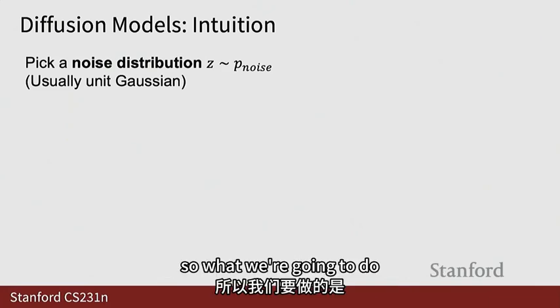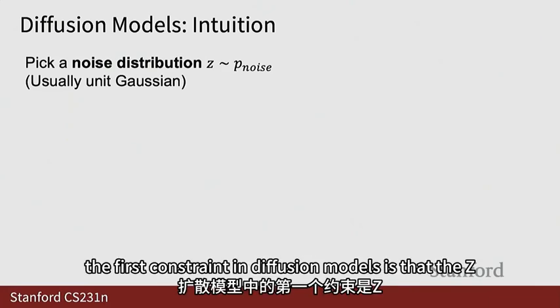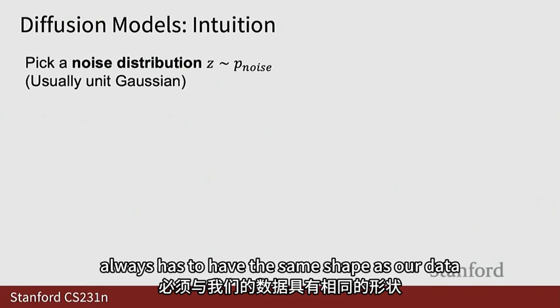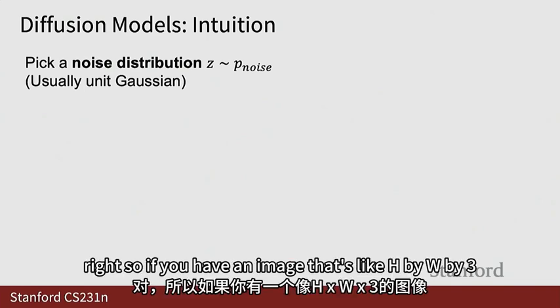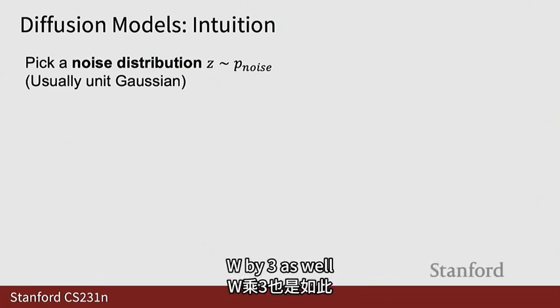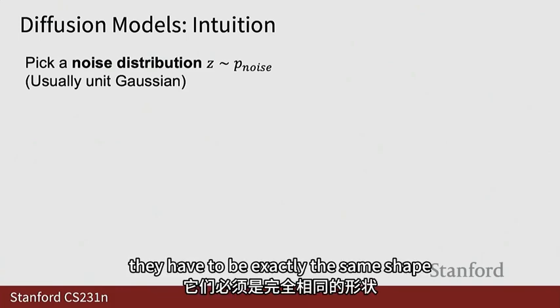The first constraint in diffusion models is that the noise distribution Z always has to have the same shape as our data. So if you have an image that's H by W by 3, then your noise distribution always has to be H by W by 3 as well. They have to be exactly the same shape.